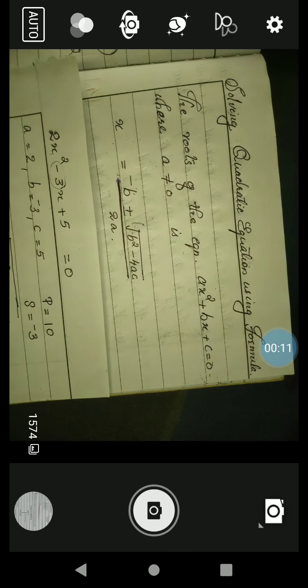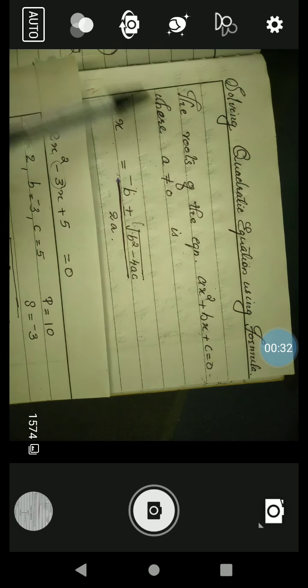In the previous classes, we have discussed quadratic equations and how to solve a quadratic equation using the factorization method. Now, we are going to discuss solving quadratic equations using a formula.